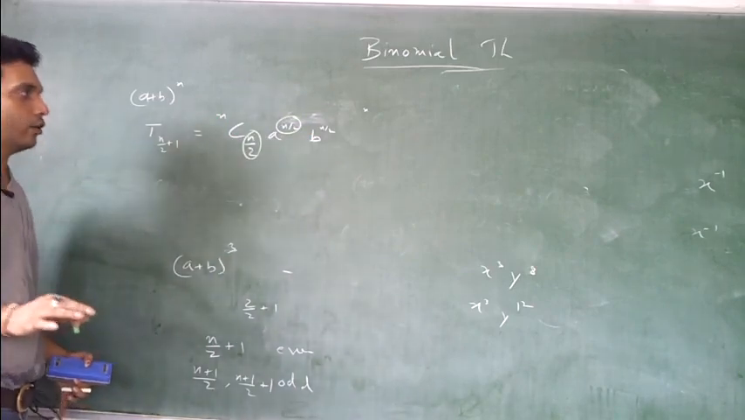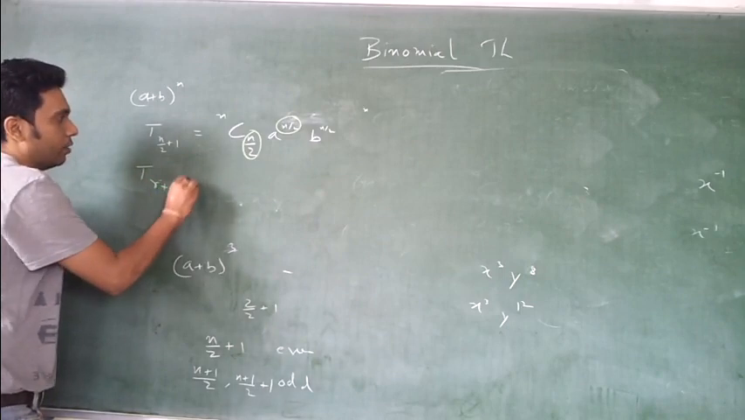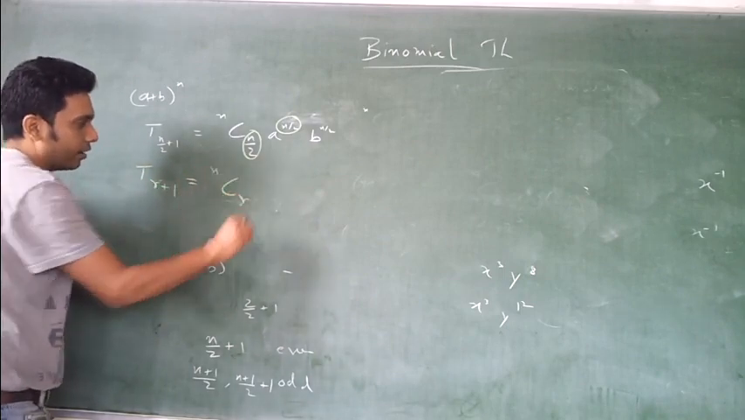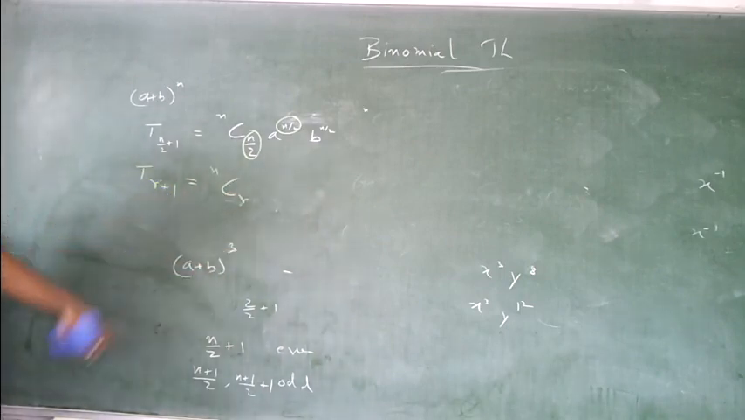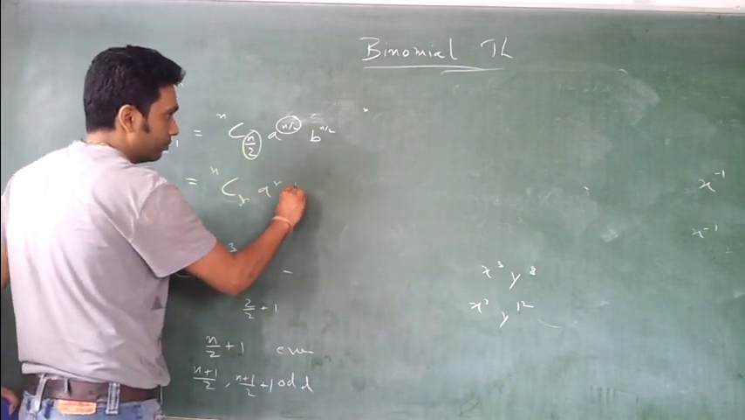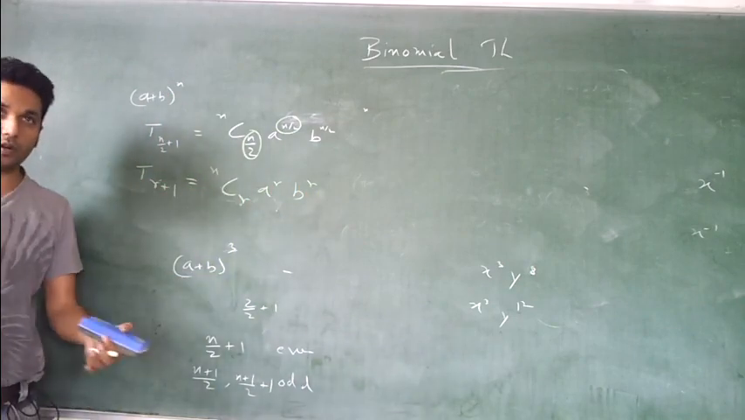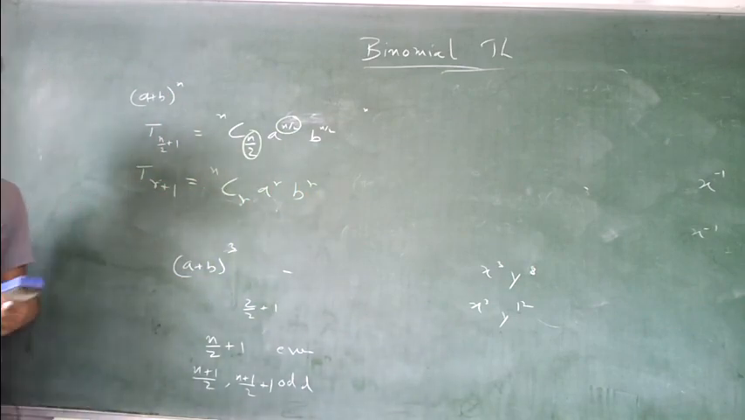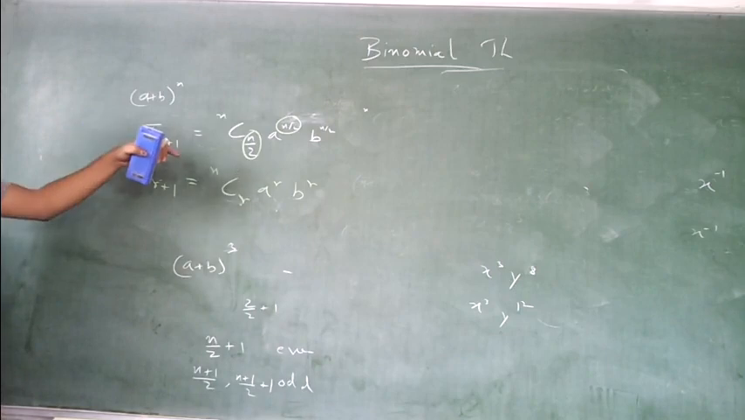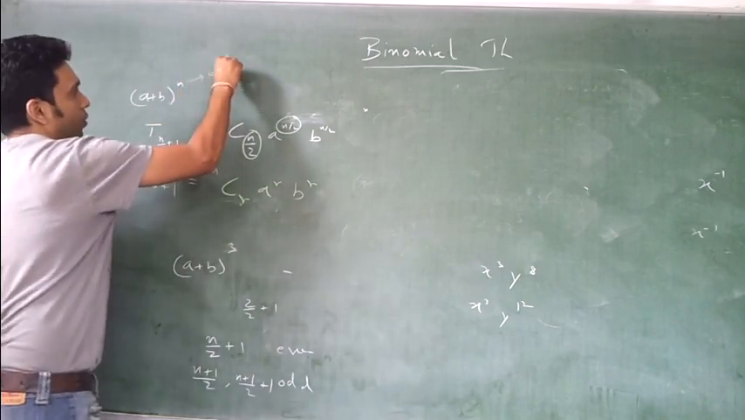Second thing you remember very well. If you are talking of the r plus 1th term, then it is nCr. The r plus 1th term is nCr. I told you before also. The r plus 1th term is not nCr plus 1, but you are making the same mistake again and again. Get the point? So this is the middle term when n is even.